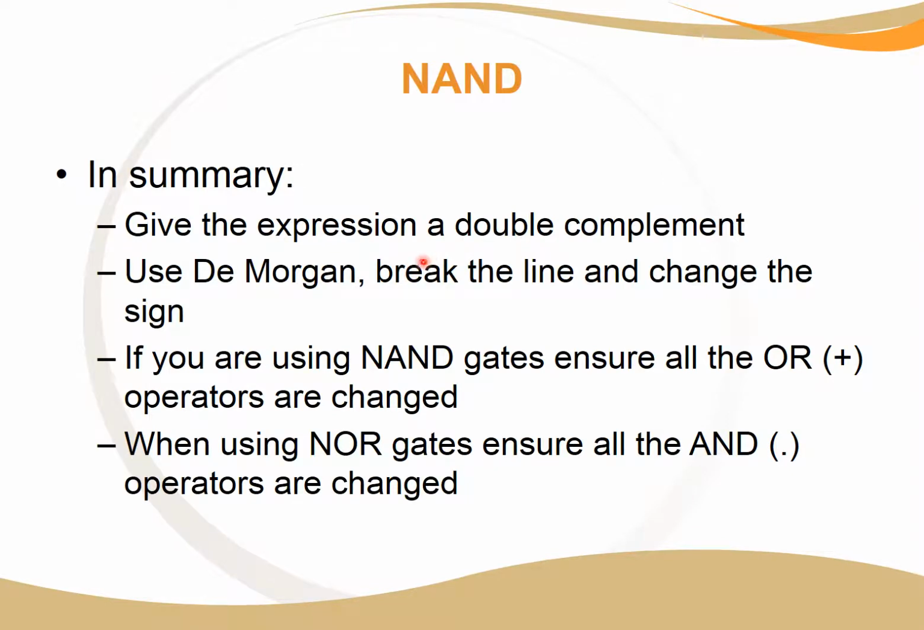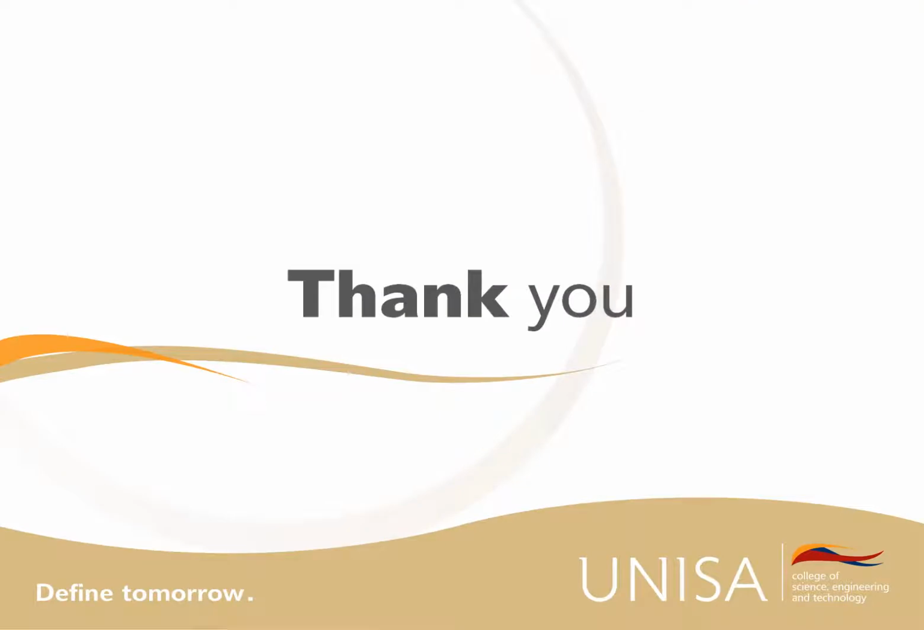So, in summary, give the expression a double complement. Use De Morgan to break the line and change the signs we don't want. If you're using a NAND gate, ensure all the OR operators are changed. And when you're using NOR gates, ensure all the AND operators are changed. This is usually with SOPs, where we use OR, and POS, where we use AND gates. So, break the line, change the sign, and then draw that circuit. I hope this clears up a little bit of the confusion.